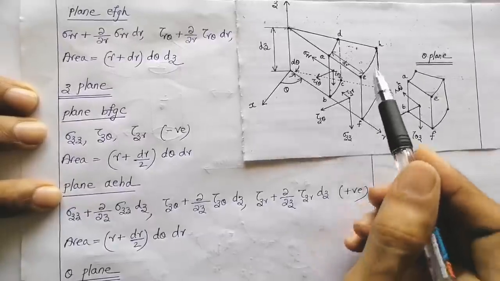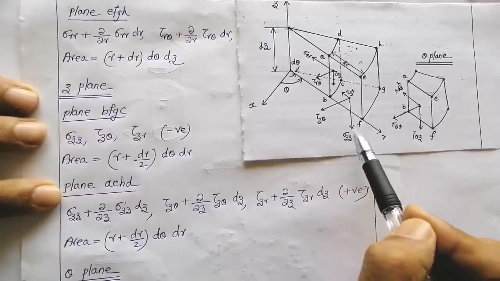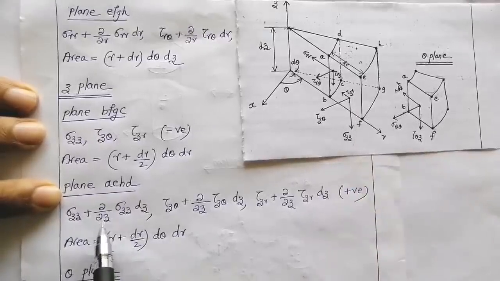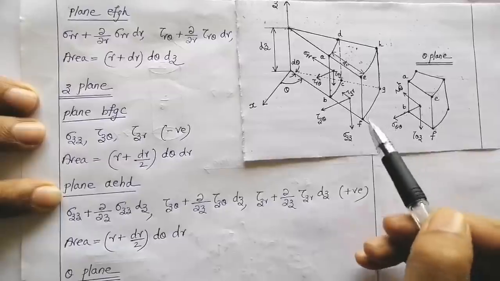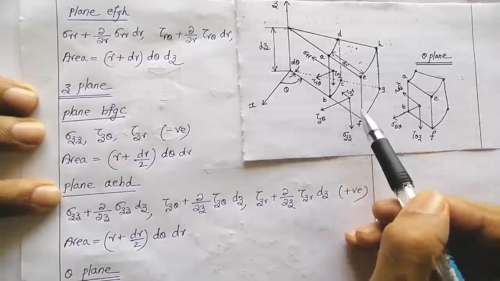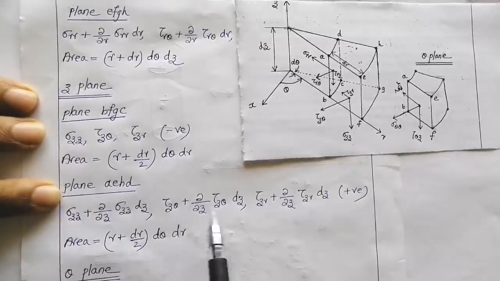So when sigma ZZ reaches here, it becomes sigma ZZ plus dou by dou Z of sigma ZZ, as it is travelling in the Z axis. That is multiplied by how much distance I am travelling: dz, from this plane to this plane. A similar methodology applies for tau Z theta and tau ZR.